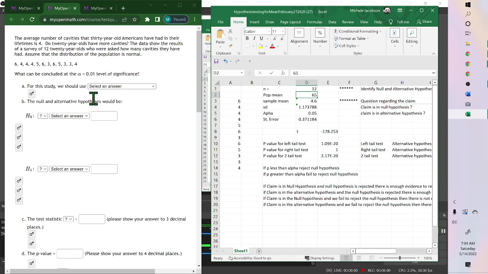Population mean is 4. This is a t-test because the sample size is small. We're using mean. Null would be equal to, it's always equal to. The alternative is the same values, but we're testing if they have more cavities, so we're testing greater than.